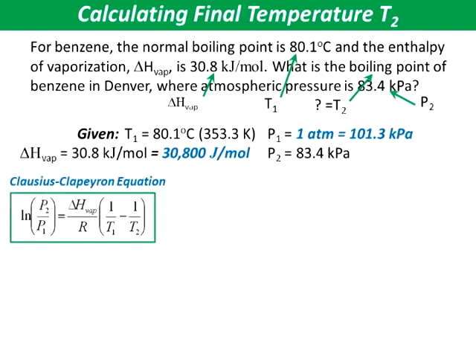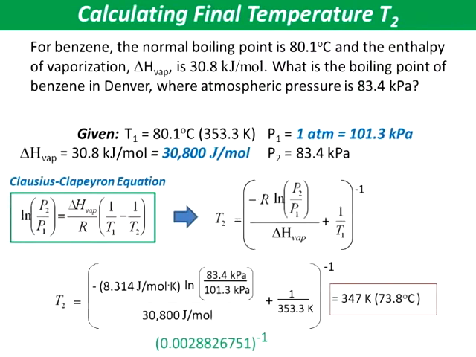We immediately mark up our problem to find our variables. We notice we have delta H vaporization, T1 in degrees C, which we will convert to K. We have T2 in question. That is what we're looking for. That's the unknown. We have 83.4 kilopascals for P2.